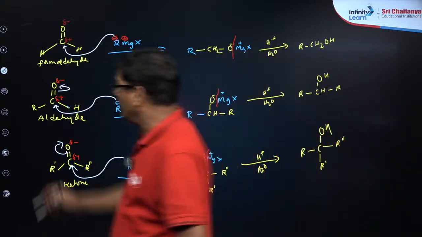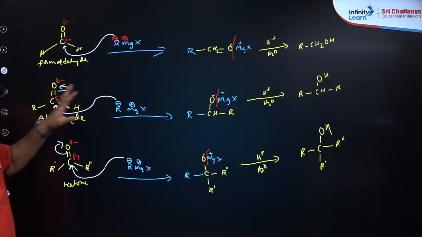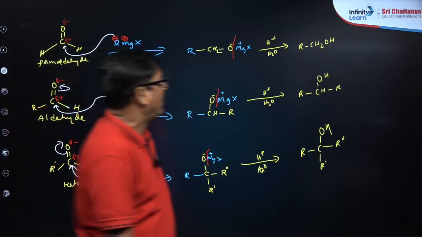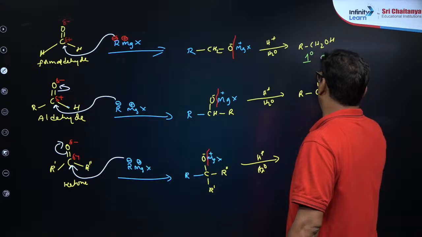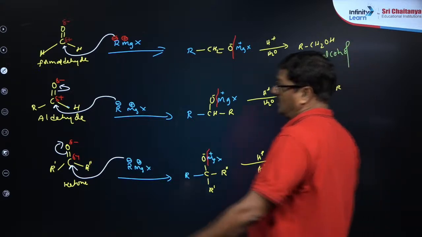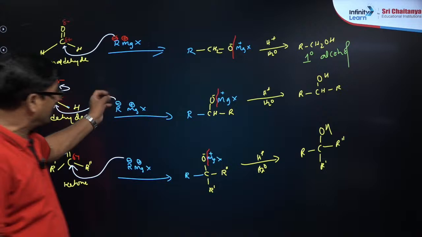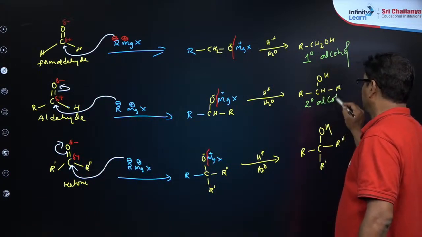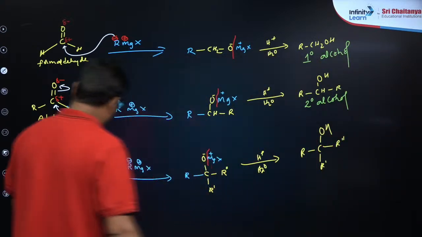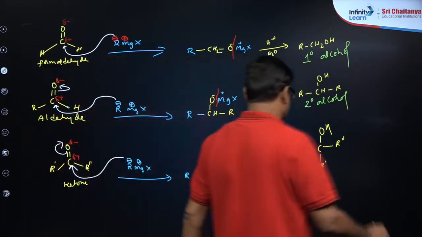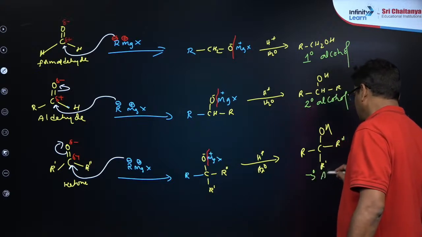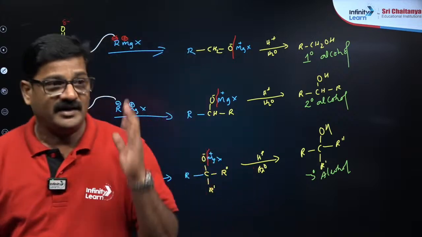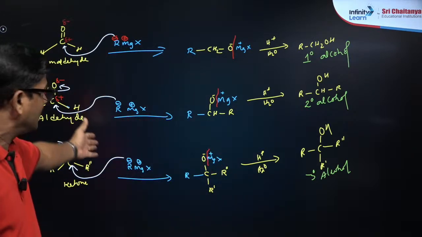Now what do I want to say? So, noteworthy points here, my dear students. Formaldehyde, when reacted with Grignard reagent followed by hydrolysis, gives primary alcohol. Aldehyde, when reacted with Grignard reagent followed by hydrolysis, gives secondary alcohol. And ketone with Grignard reagent followed by hydrolysis gives tertiary alcohol. So you can prepare primary, secondary and tertiary alcohols from the Grignard reagent.